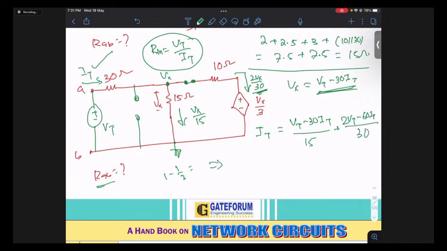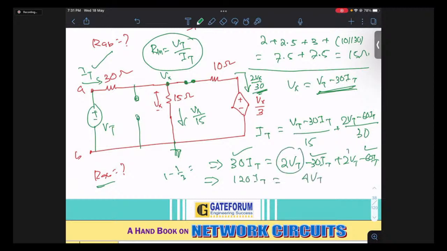If you multiply by 30 in both equations, 30 IT is equal to 2 Vt minus 30 IT plus 2 Vt minus 60 IT. This and this, if I collect them together, that is how much? 90 plus 30 is 120. So 120 IT is equal to 4 Vt, right? Because this and this are 4 Vt.